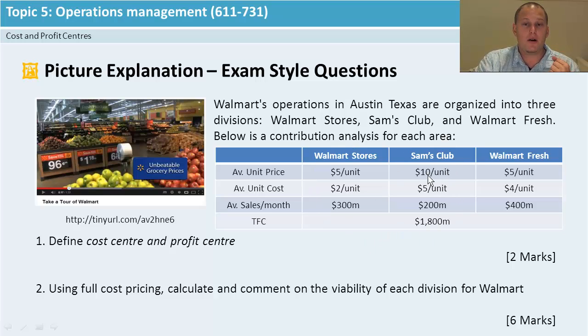With Sam's Club, I'm going to get my 5 times by my 2, so I'm getting my 1,000. 1,000 minus the 600 is getting me the 4. So out of the 4, maintain and develop. Here we've got 5 minus 1, so I've got 1 times by the 4 is getting me the 400. 400 minus the 600, I'm getting negative 200. So the Walmart Fresh, possibly a division to divest, and Sam's Club and the Walmart stores to maintain and develop.